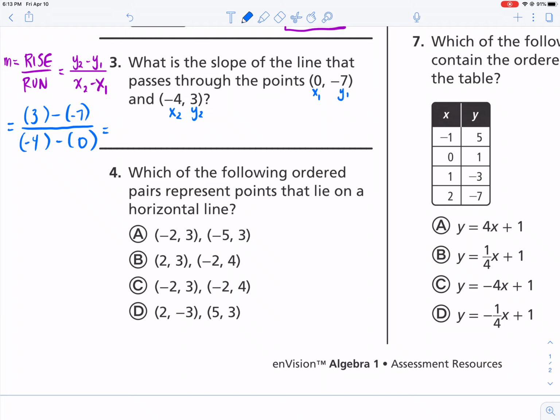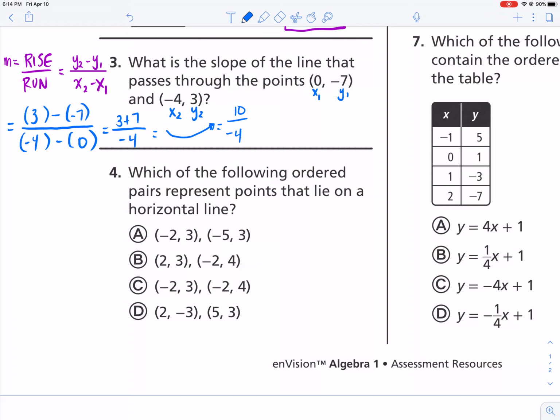I have 3 minus a -7. If we remember, a negative and a negative makes a positive, so I'm going to end up with 3 plus 7 on top, our numerator. Then I have -4 minus 0, which isn't going to change it, so it stays -4. If I combine my 3 and my 7, I'm going to end up with 10 over negative 4.